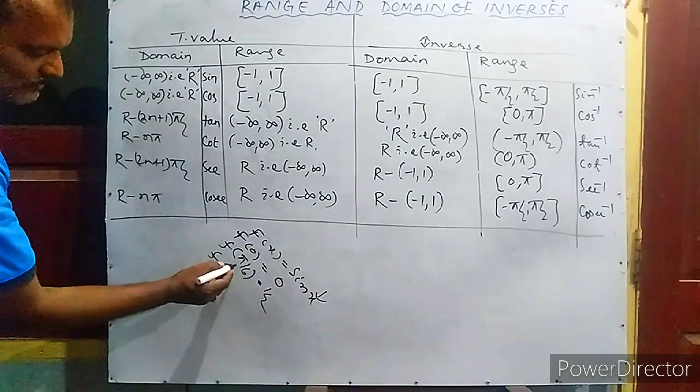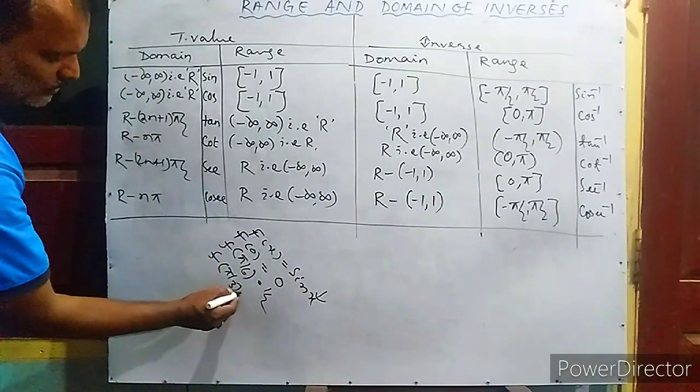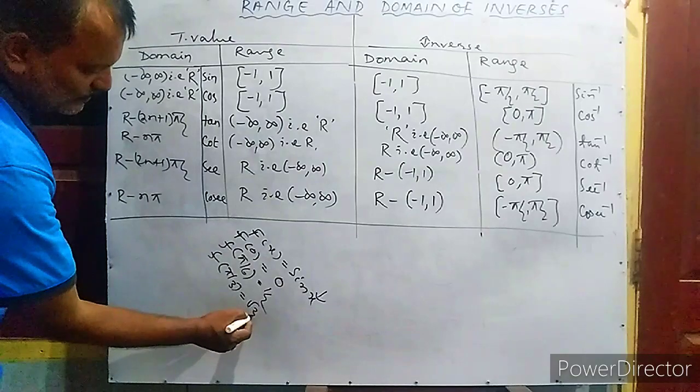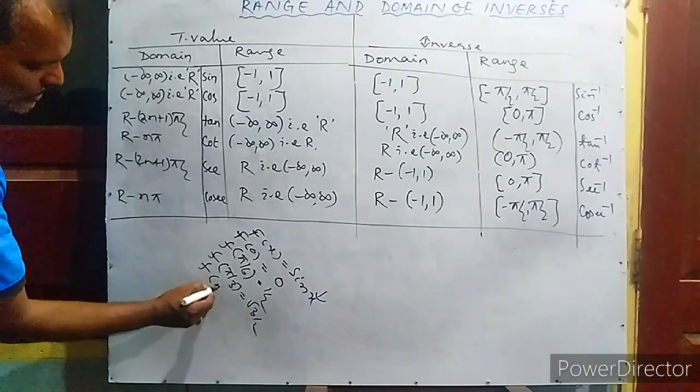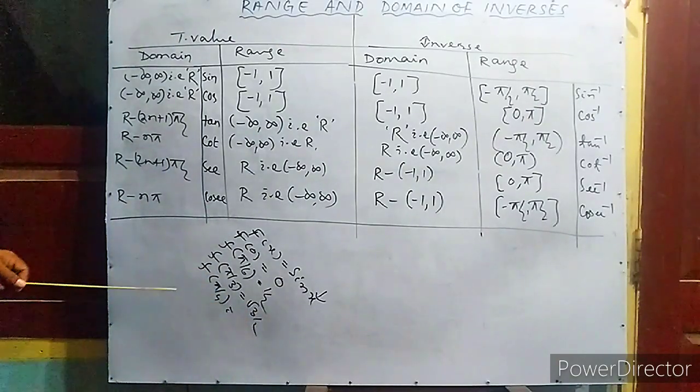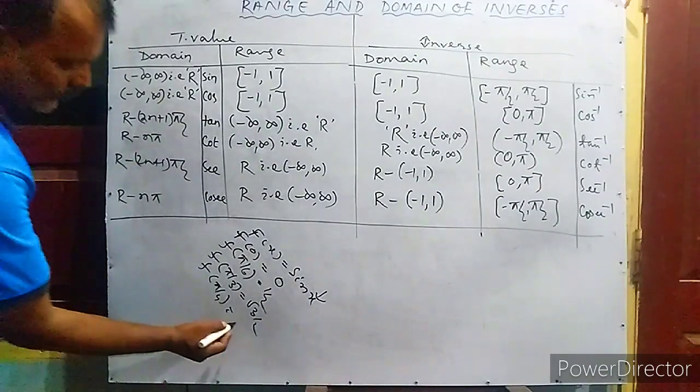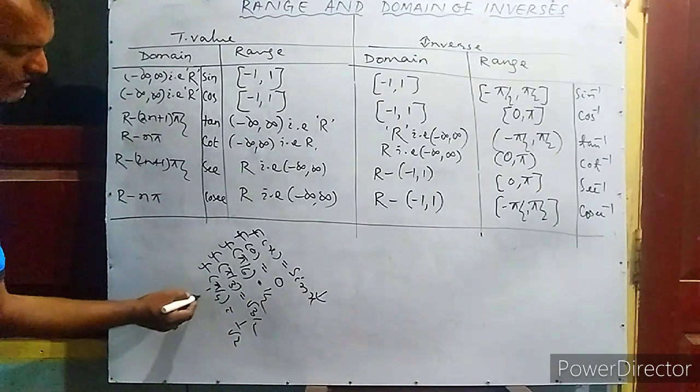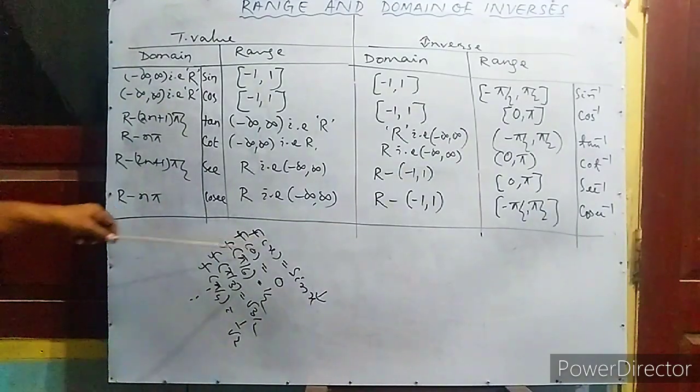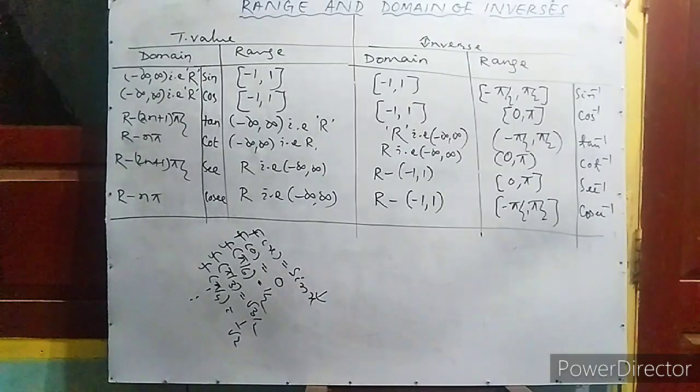f of pi by 3 equal to root 3 by 2. f of pi by 4 equal to, pi by 4 you know is 45 degree, pi means 180 degree, 1 by root 2. In this way, whatever value you take instead of x, you find its sin value, in order to find f of x. So instead of x any value you can take, that is the domain. Domain means what value you will take instead of x.